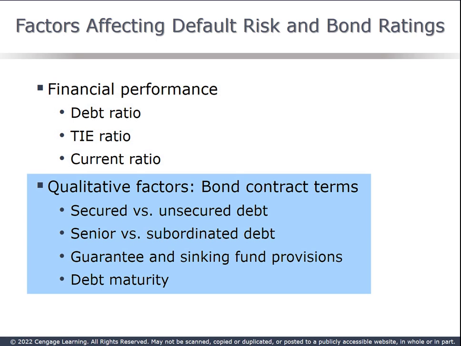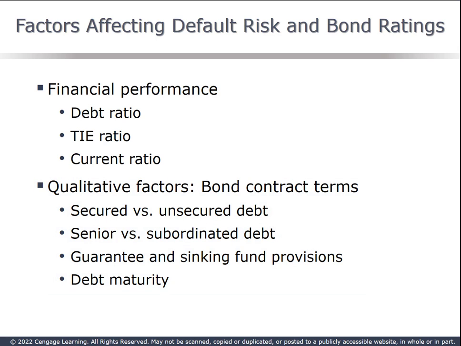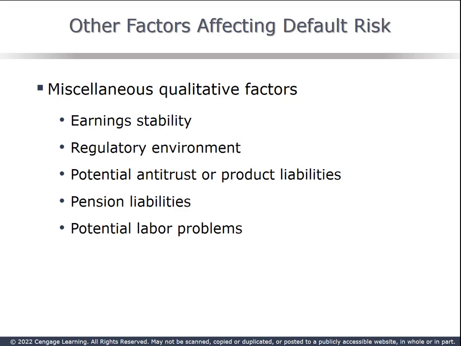Factors related to the specific bond issue include, is the debt secured or unsecured? Is the debt senior or subordinated? Are there any sinking fund provisions? The debt maturity. Anything that could affect the ability of the firm to make the required coupon payments and pay back the principal is a concern. Earnings stability, the regulatory environment of the firm, potential antitrust or product liability issues, outstanding pension liabilities, potential labor problems.